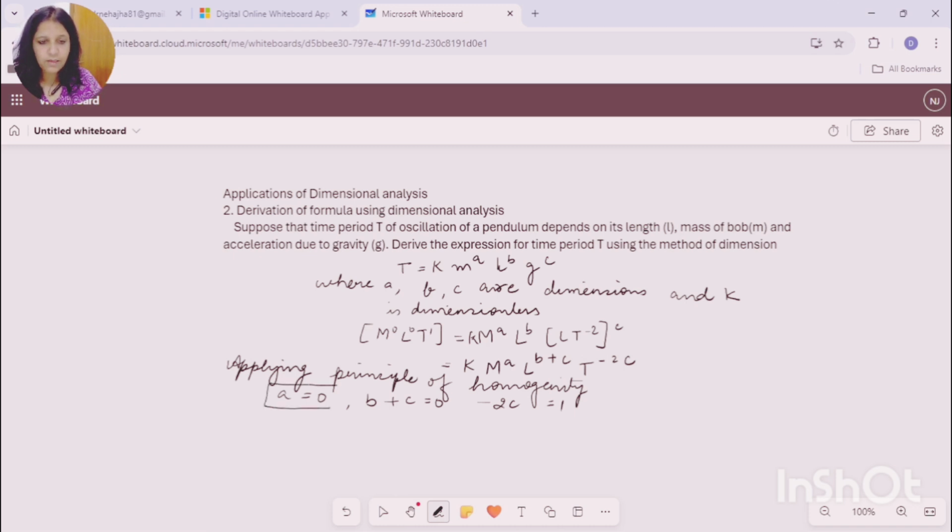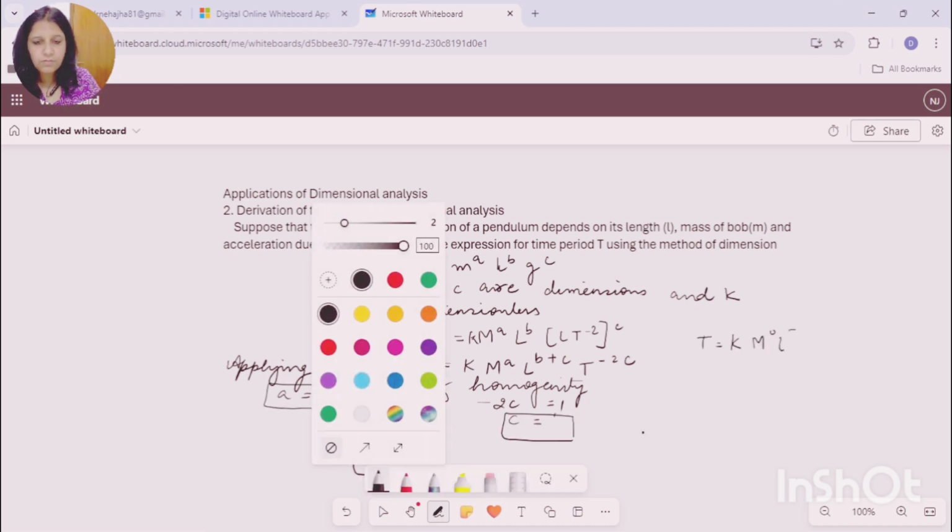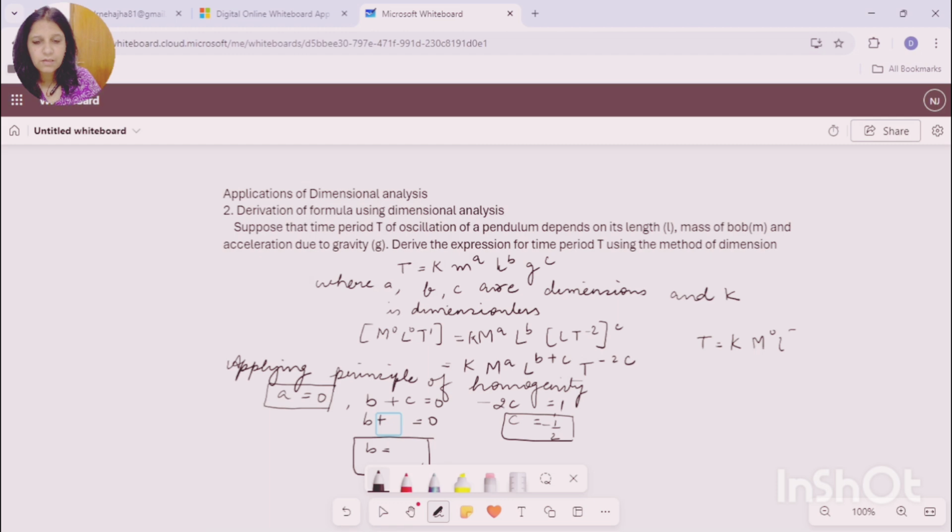अब A की वैल्यू तो ऑलरेडी है हमारे पास. C की वैल्यू आ गई माइनस हाफ. ये C की वैल्यू यहाँ लगा देंगे. So what will you get? B is equal to half. B की वैल्यू क्या आ गई? हाफ. अब K n की पावर 0, L की पावर क्या लगेगी यहाँ? हाफ. और G की पावर लगेगी माइनस हाफ. So T is equal to K under root L by G.